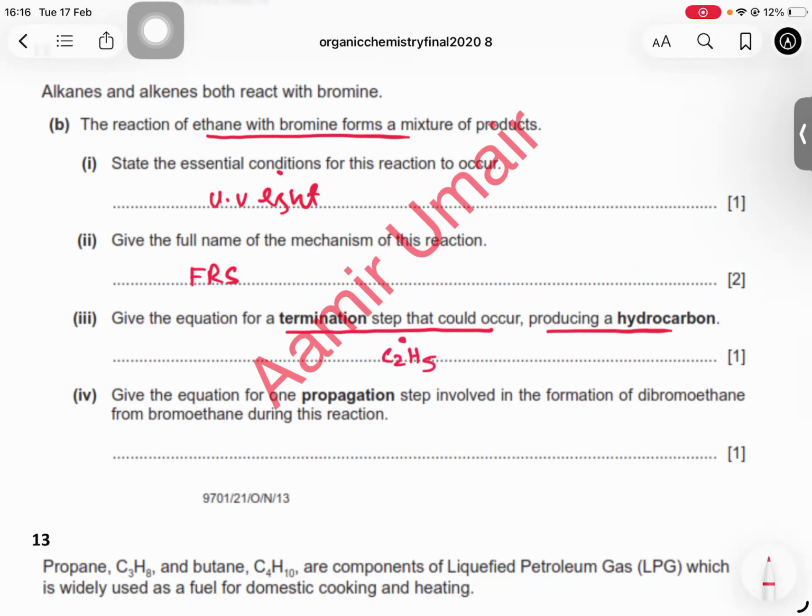C2H5 free radical plus C2H5 free radical gives us C4H10. Here it is the hydrocarbon that forms.